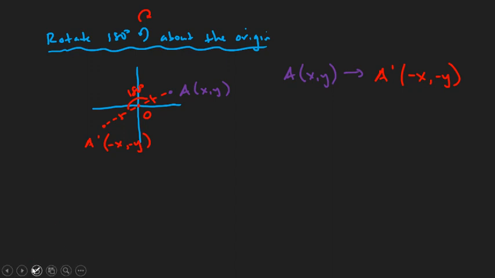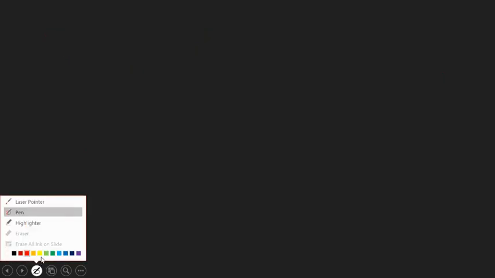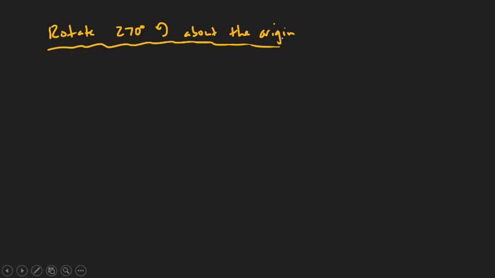Okay? And the last rule to think about is our rotation. So now we're going 270 degrees counterclockwise about the origin. Now, I want you to think of a circle, right? If a circle is 360 degrees, if you take 360 and subtract 270, you get 90 degrees.